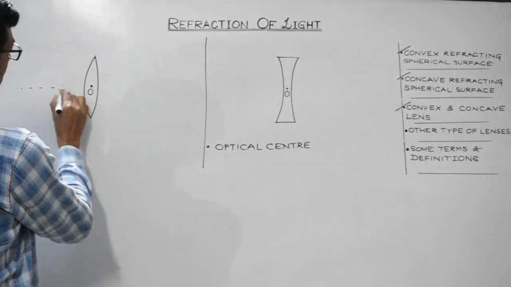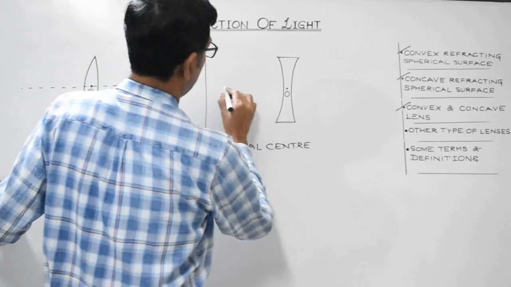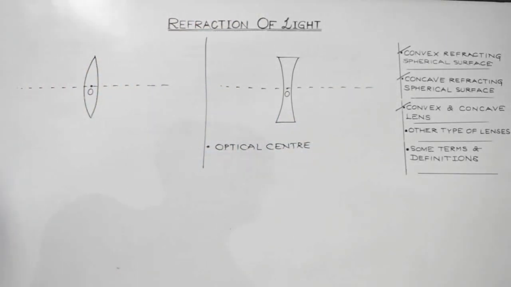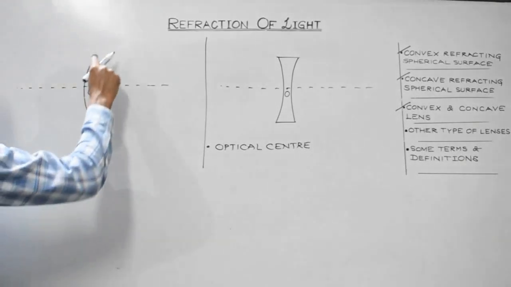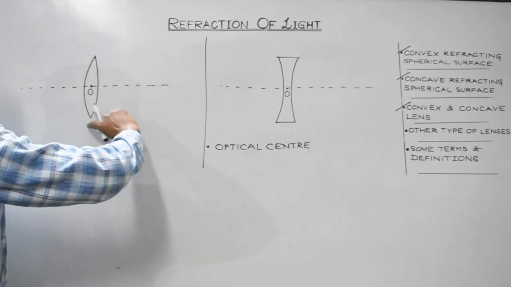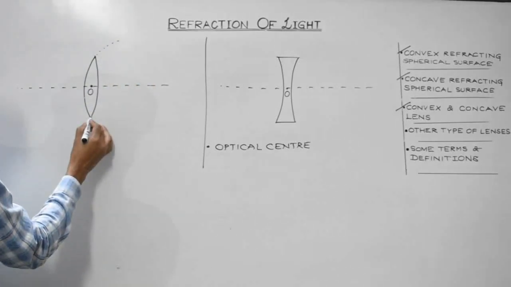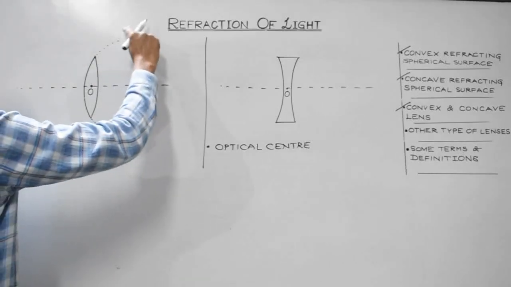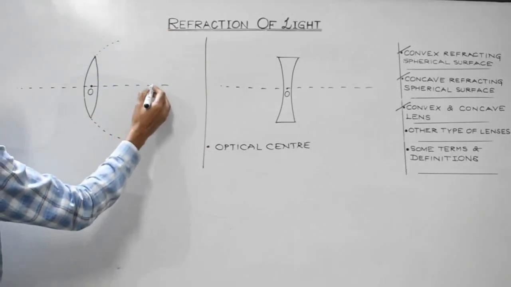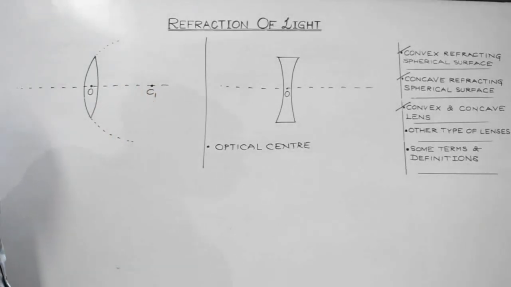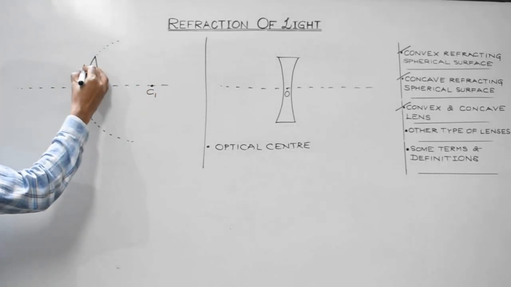Now look, it is made up of two spherical refracting surfaces, both the lenses. Now concentrate over here. Let's discuss this one. It's a curved surface, a convex refracting surface, and it's a part of a sphere whose center would be somewhere over here. Let us consider it to be C1. This is for the first one.